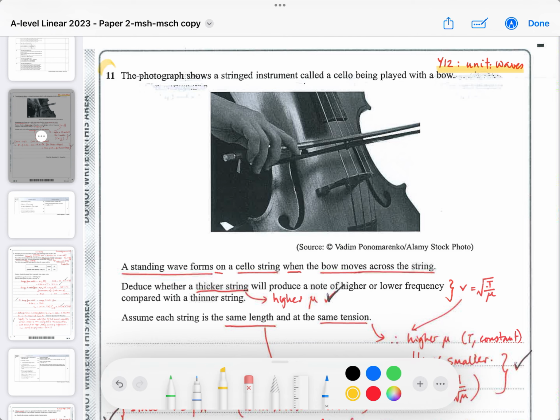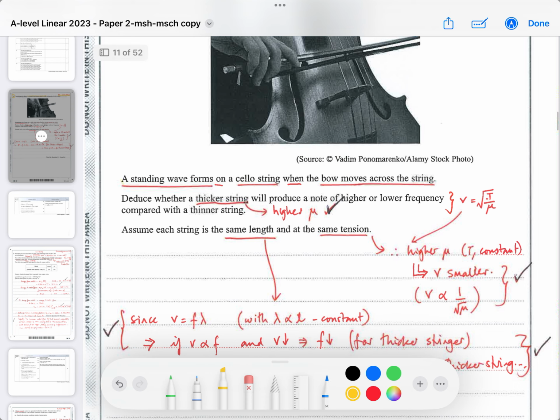So question 11 first. The photograph shows a string instrument called a cello, being played with a bow. A standing wave forms on a cello string. So the standing wave is triggered by the frequency of the bow moving across the string, or the vibration of the bow, which creates the standing wave. You've got to deduce whether a thicker string on the cello will produce a higher note or a lower note, higher frequency or a lower frequency.